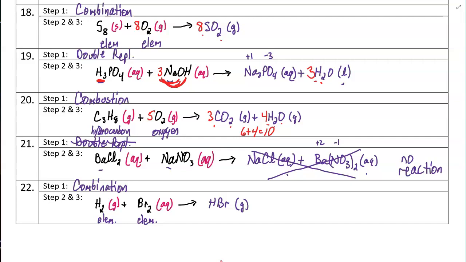Now balance it. There's 2 bromines on the left, so put a 2 right there, and that also makes the 2 H's that we need. This concludes the answer video on the worksheet.